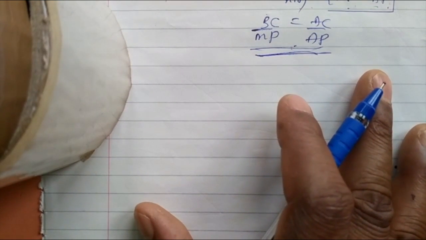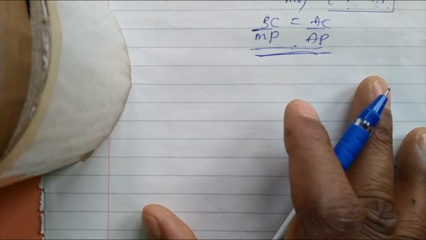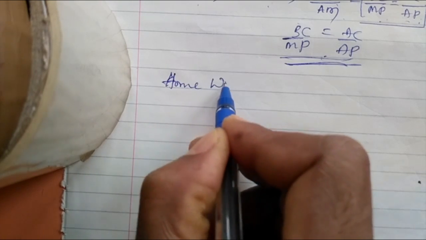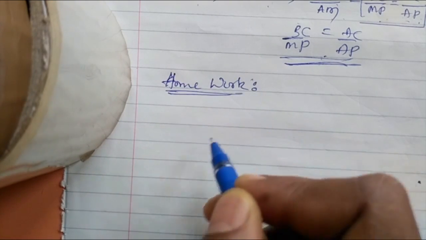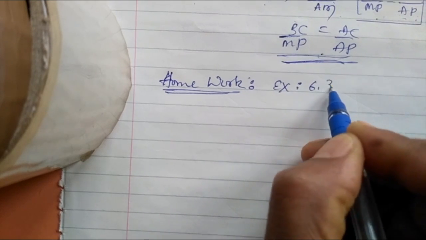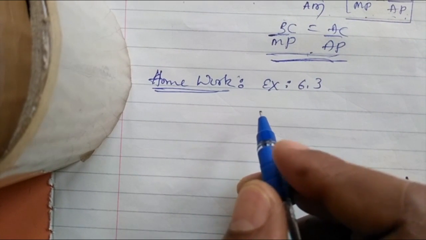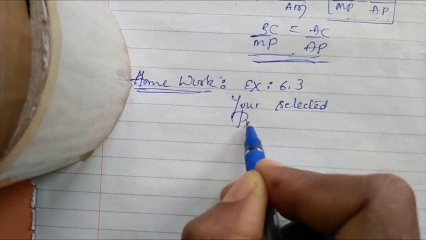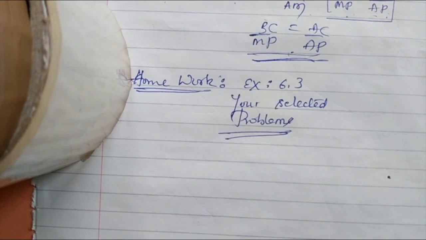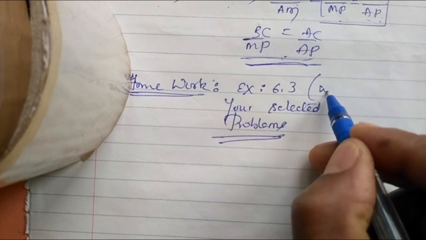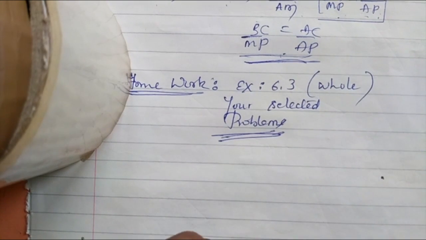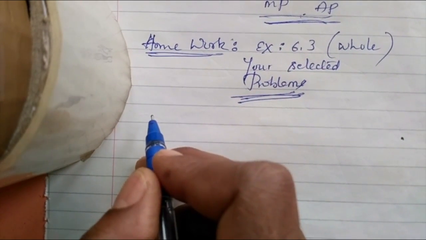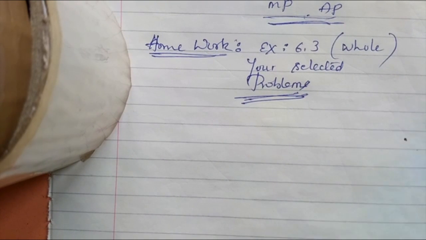Like this, many problems are there, students. You try at your home. Homework: Exercise 6.3, the whole of Exercise 6.3. Choose your selected problems and try at your home. It is easy, students. If any doubt is there, you can ask through WhatsApp.